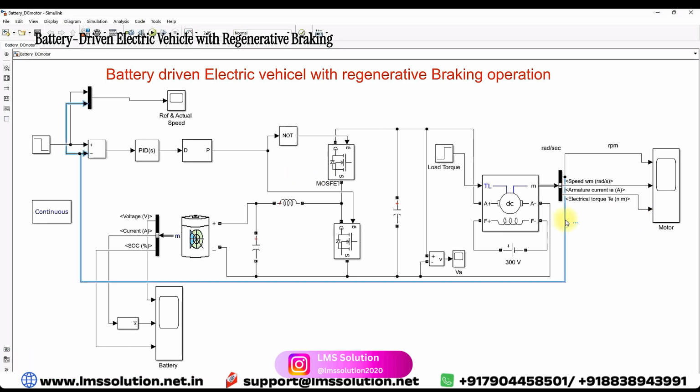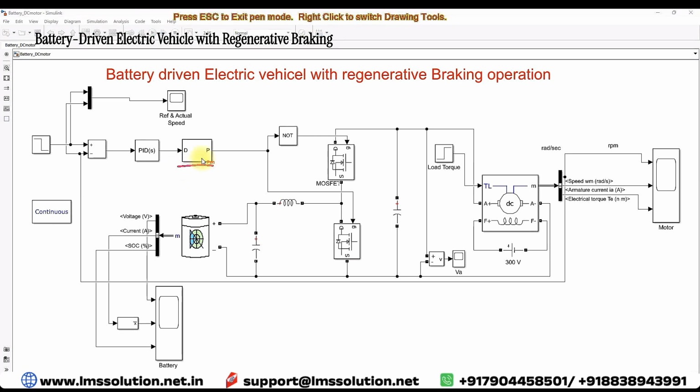Here we are measuring the speed of the DC motor. This DC motor speed will be compared with the reference speed. Then it is going to be processed via a PID controller. The PID controller will generate the duty cycle. The duty cycle is going to be processed via this PWM generator, which will generate the pulse. This pulse is going to be used to drive these two MOSFETs.